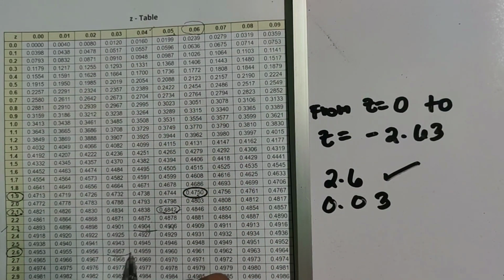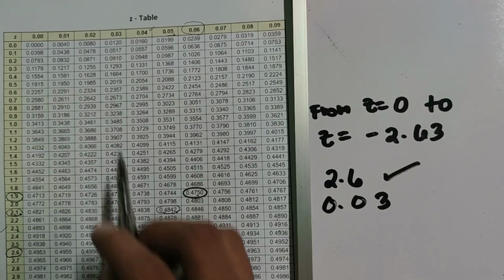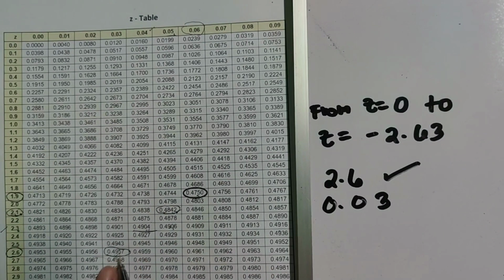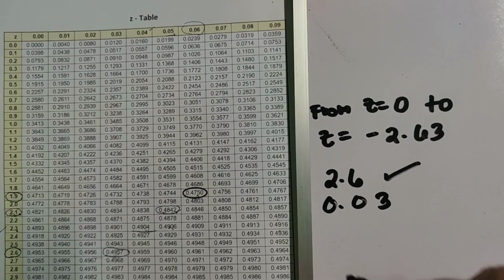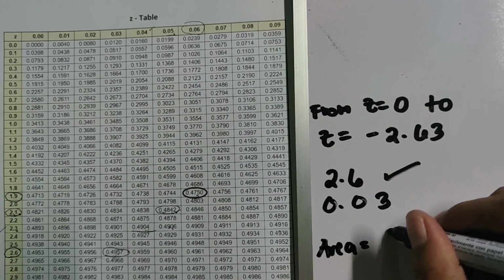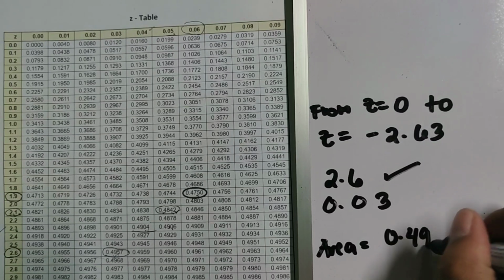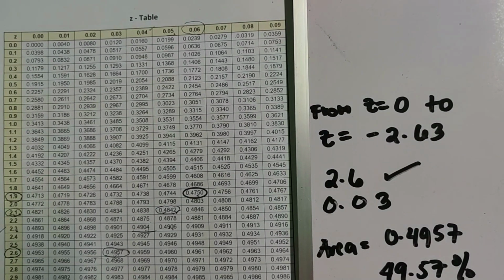So, ibig sabihin, this is the area. 2.6 and 2.6 and 0.03. So, the area under the normal curve from z is equal to 0 to z is equal to negative 2.63, the area or probability is equal to 0.4957. Convert it to percent and it will become 49.57%. Okay. Do not be confused, sir.